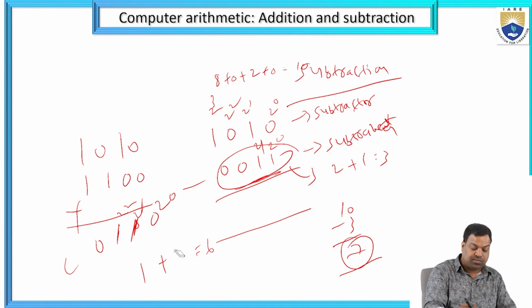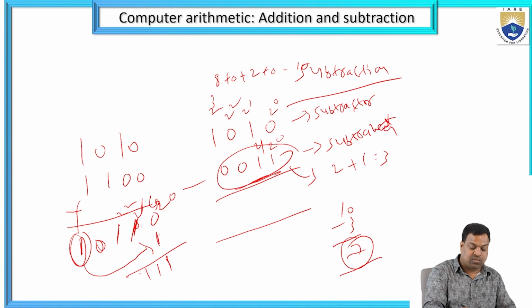We can do 0 plus 0, 0; 1 plus 0, 1; 0 plus 1, 1; 1 plus 1, 10, and 1 is a carry. This one is adding here. So now what will happen? This one extra carry is adding to the LSB. 0 plus 1, 1, 1, 1, 0.